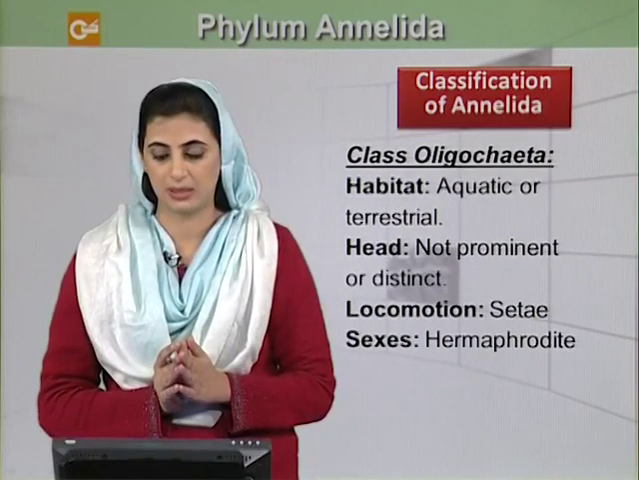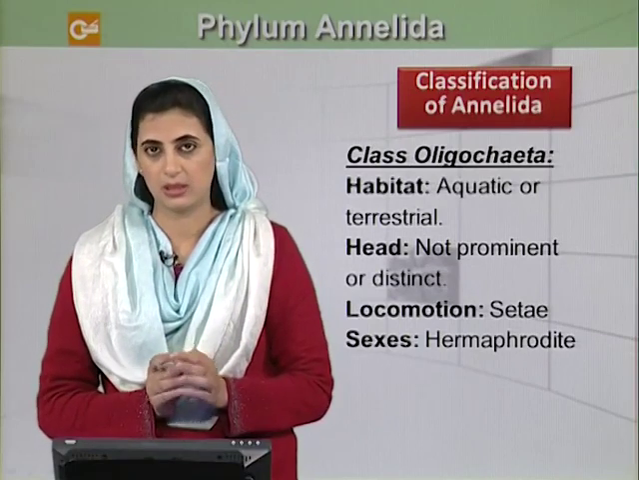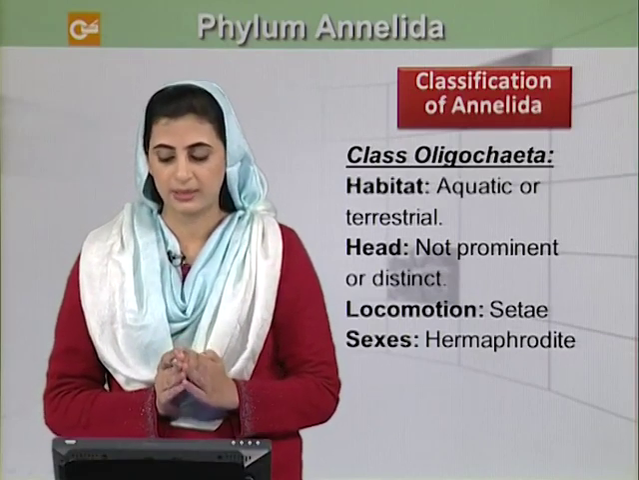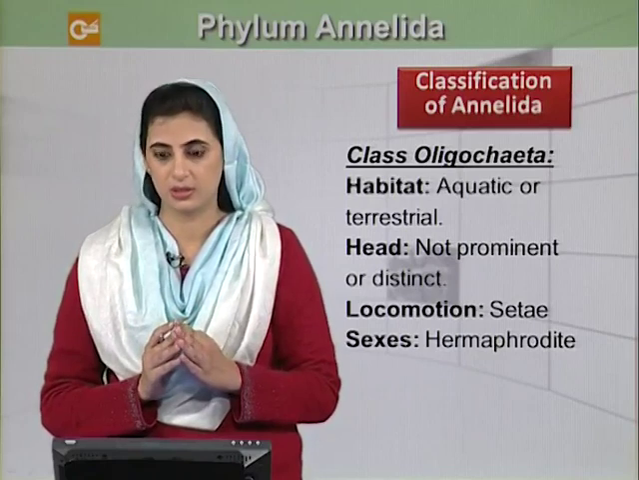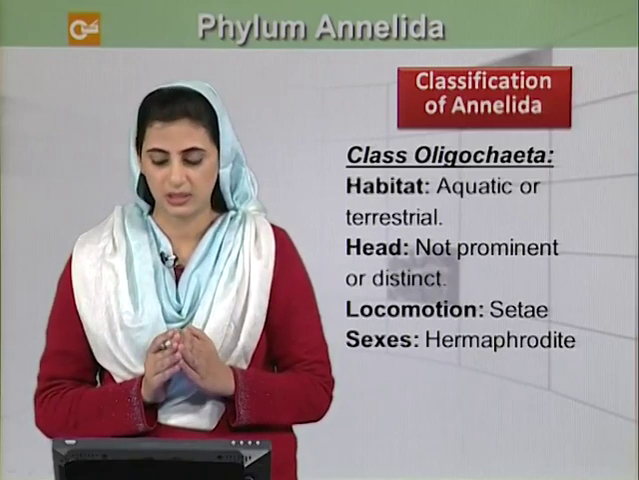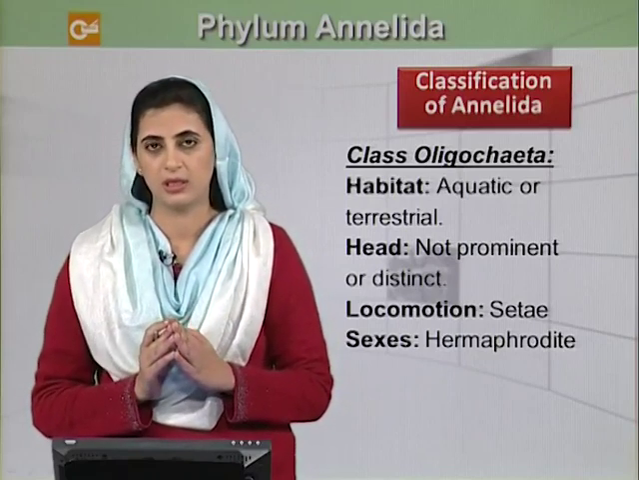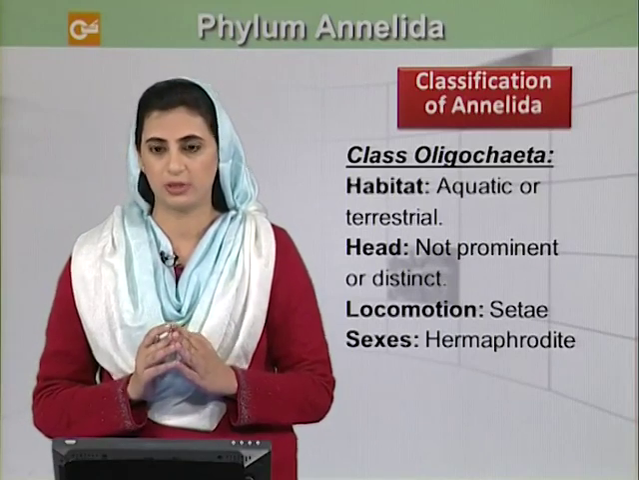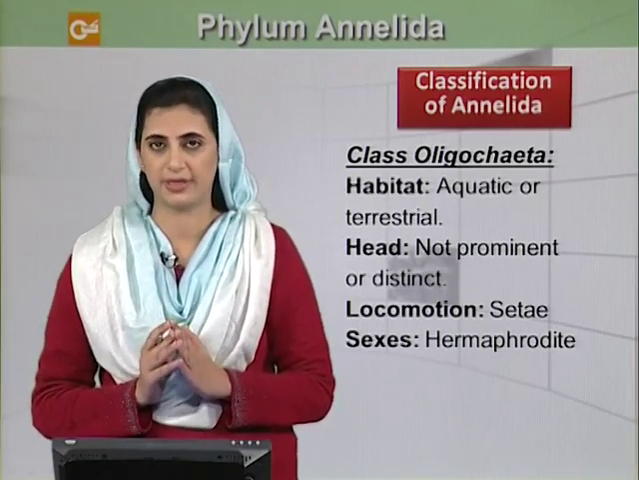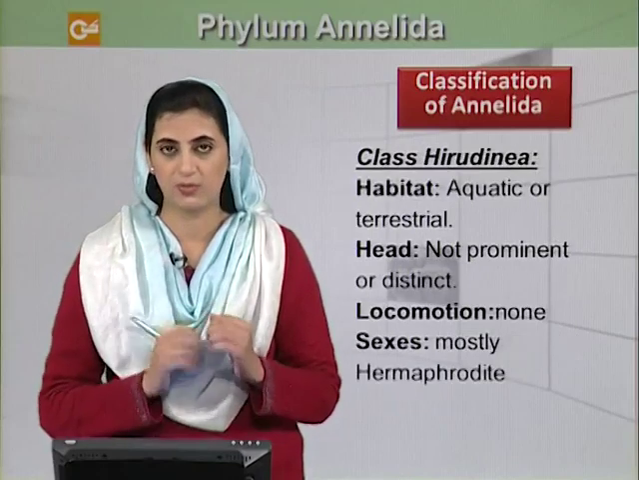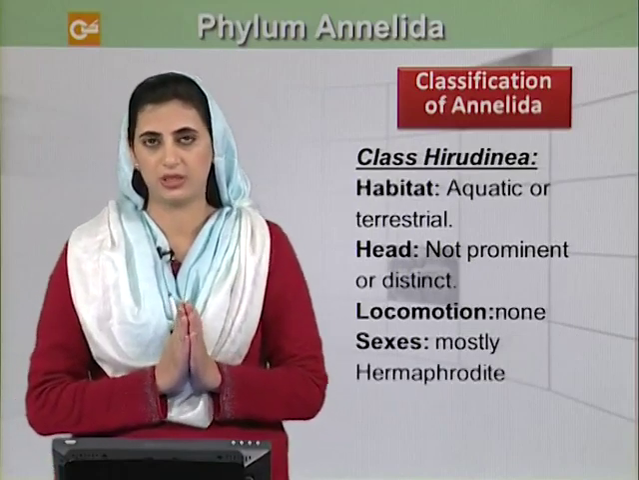And then there is class Oligochaeta. It is aquatic or terrestrial, and about their head region, it is not prominent or distinct, and they use setae, which is similar to parapodia, for their locomotion, and they are hermaphrodite. They have both sexes in each organism.